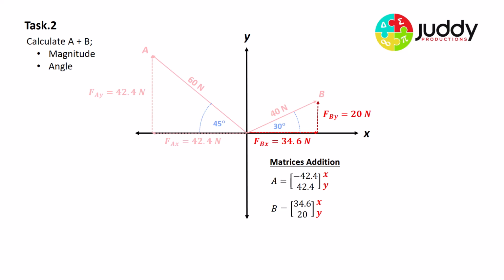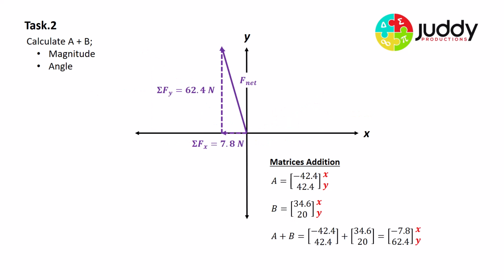Likewise, we can do the same with vector B. Vector B has an x component of 34.6 and a y component of 20, both of which are in the positive quadrant. So if we want to add them together, we simply add the terms. The x term for vector A, negative 42.4, is added to the x term for vector B, 34.6, and that gives me an end result of negative 7.8.